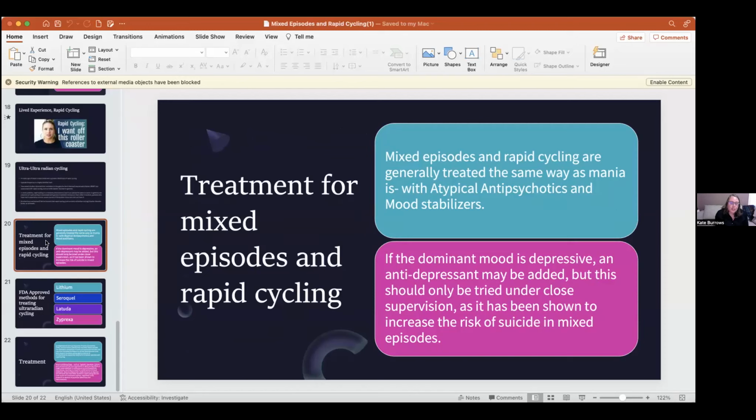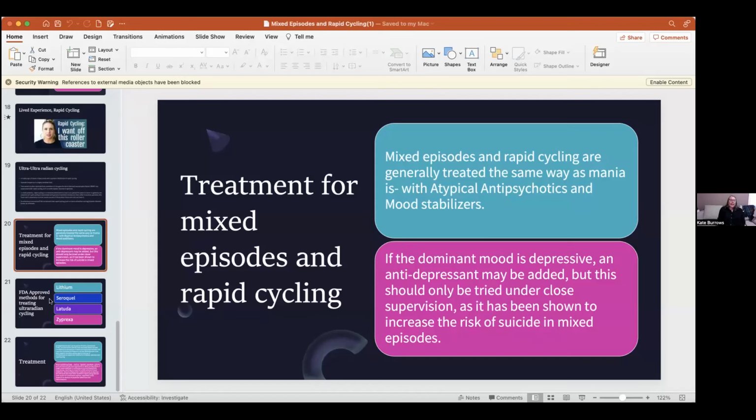And if the dominant mood in your mixed episode is depressive, an antidepressant may be added. But again, like what we saw in these videos, it should really be done only under intense supervision, because it can increase the risk of suicide in mixed episodes. If you take an SSRI or an SNRI and add it to someone who is depressed, and they have an underlying bipolar trait or underlying mixed episode or underlying rapid cycling trait, it can actually trigger that mixed episode and can increase the risk of suicide.